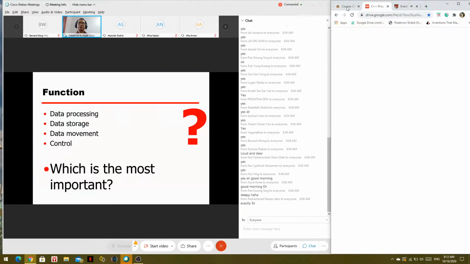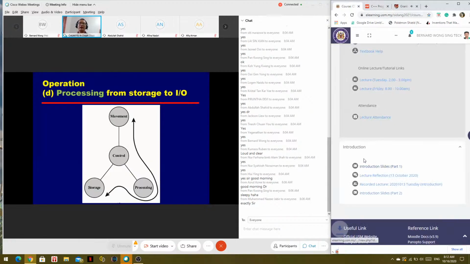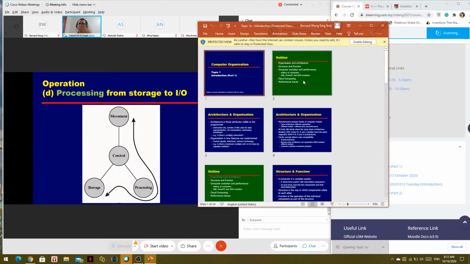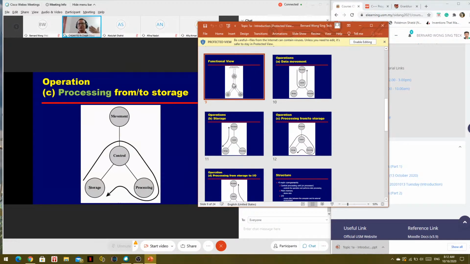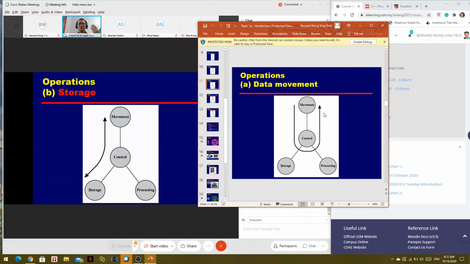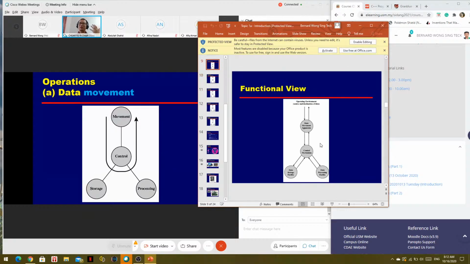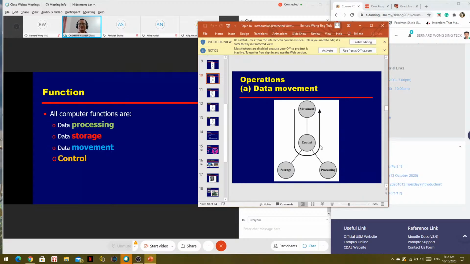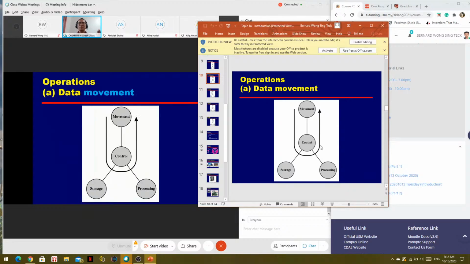All right. So if you notice, there are 4 slides I've shown here: processing to and from storage to I/O, processing to and from the storage itself, and of course the data movement. Now, what I didn't cover here is the control. There's no diagram for the control.